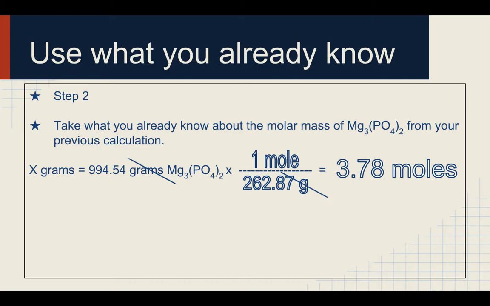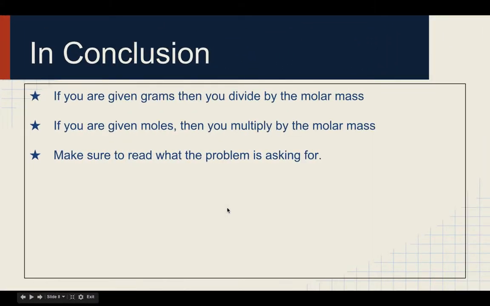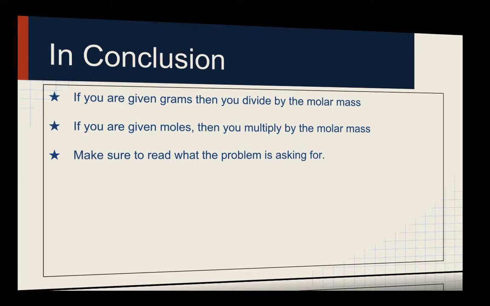So, in this case, I had to divide because I had the grams already. Again, it's grams per mole. So, if you're given grams, then you're going to divide by the molar mass. And if you're given moles, then you're going to multiply by the molar mass. Make sure you read what the problem is asking for so that you're not dividing when you should be multiplying, or multiplying when you should be dividing.